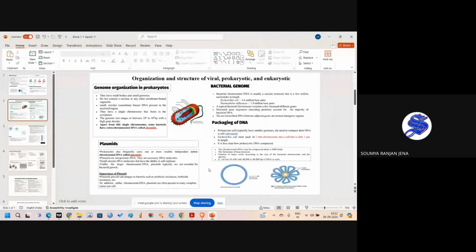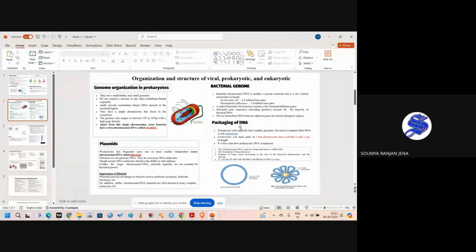Then if you go to the bacterial content, there are two types of genome: the bacterial genome and the plasmid genome. The bacterial chromosomal DNA is usually a circular molecule, a few million nucleotides in length, that is 4.6 million base pairs. This bacterial chromosome contains a few thousand different genes, and the structural gene sequences account for the majority of the bacterial DNA. The non-transcribed DNA between adjacent genes is termed intergenic regions, as we described for introns.